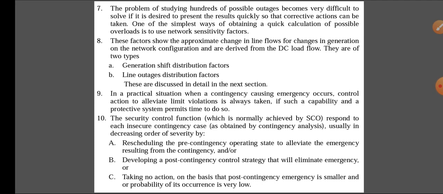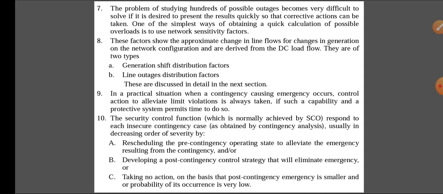In a practical situation, if some contingency is causing an emergency condition, for example if a generator fails, a transmission line fails, or a fault has occurred, we have to take control action to alleviate the limit violations. How can we alleviate this limit violation? If our system permits, or has that capability, or has protection, then it can do it on its own.